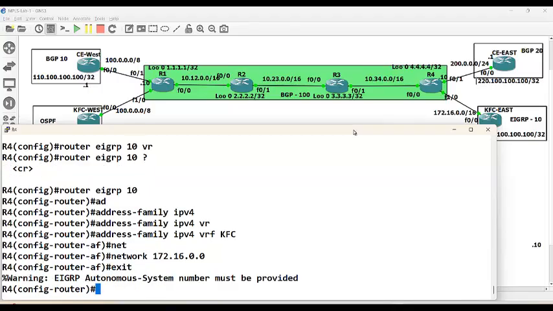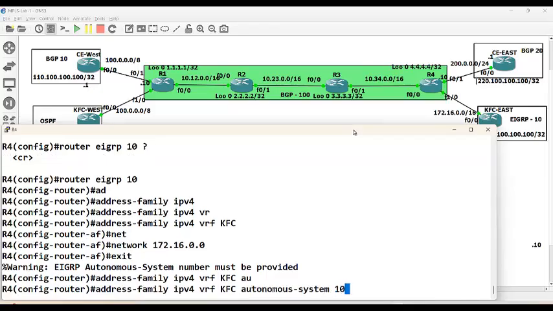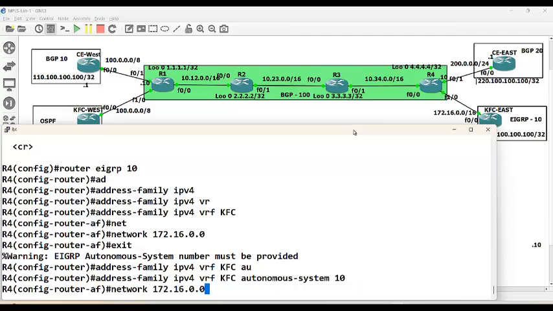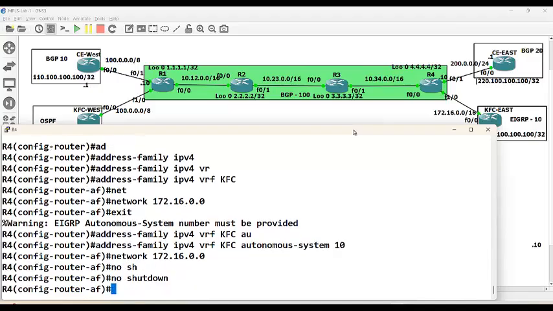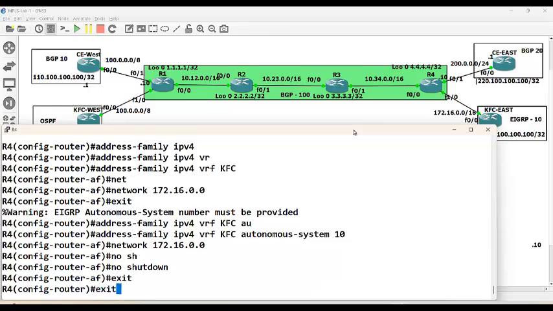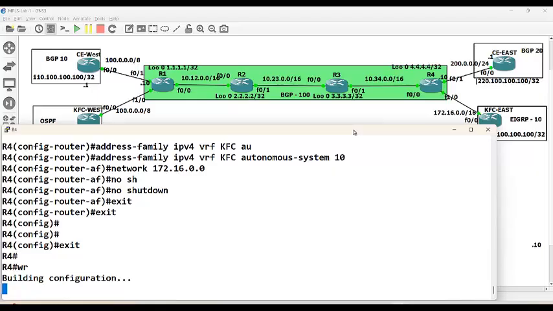So, warning, EIGRP autonomous system number must be provided. Okay, I understand why it shows this, because I said IPv4, no? Autonomous system 10. No problem. Okay. Is there a need for no shutdown? Oh my god, yes. This also you should do. Whenever you do under address family, you should do no shutdown command under EIGRP. Don't forget. Next. Now, on the provider side, EIGRP is ready.